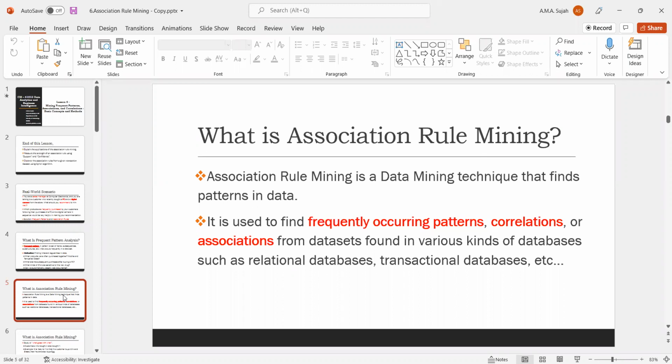Let's think about a supermarket. They have 10,000 transactions on a particular day. Among the transactions, you need to find out some patterns. Different customers purchase different things. Among them, you can extract some rules. That is called association rule mining. When we look at an example, you can understand how we can do association rule mining.